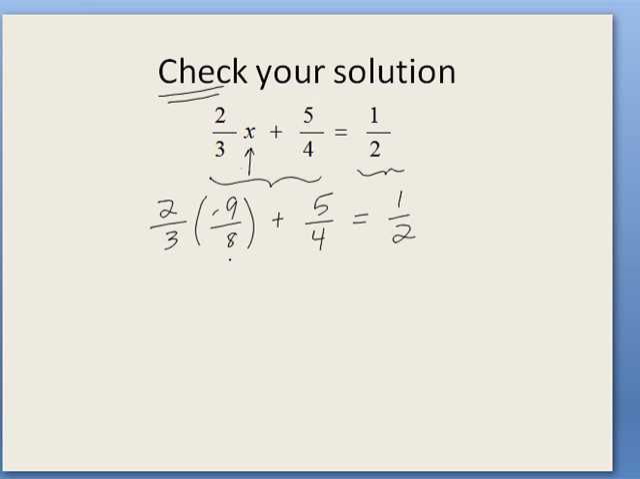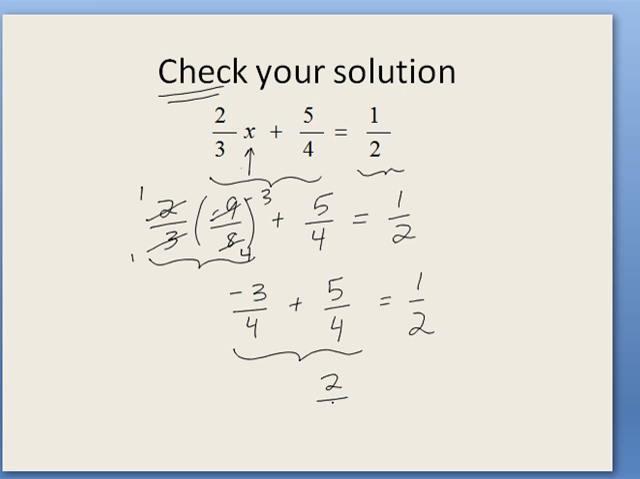So I put my -9/8 in here for x, and once again I've got a fraction times a fraction, so I can do some cross canceling here. And I'm just going to get down to -3/4 for that entire fraction, plus 5/4 equals 1/2. Then I'm going to add these over here. I'm going to get 2/4, and then 2/4 reduces to 1/2. So I am indeed getting the left side equal to the right side. 1/2 equals 1/2. So that confirms that we have the correct solution.